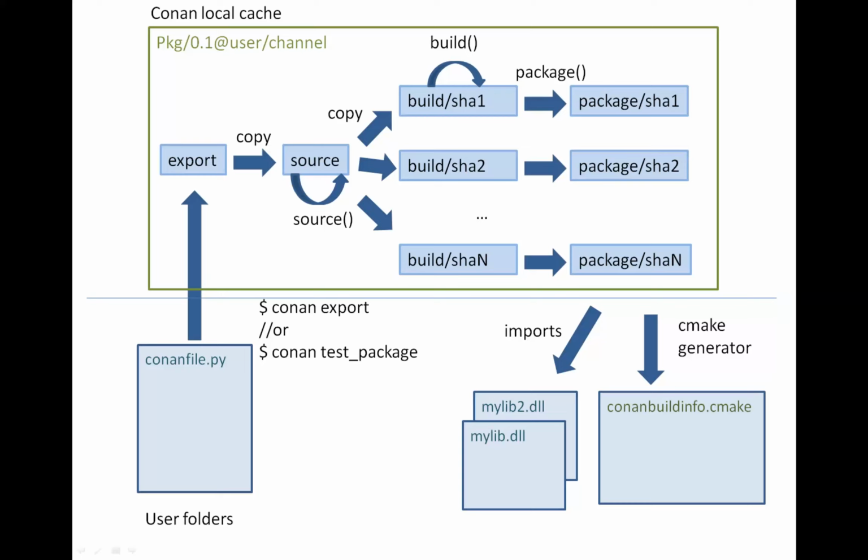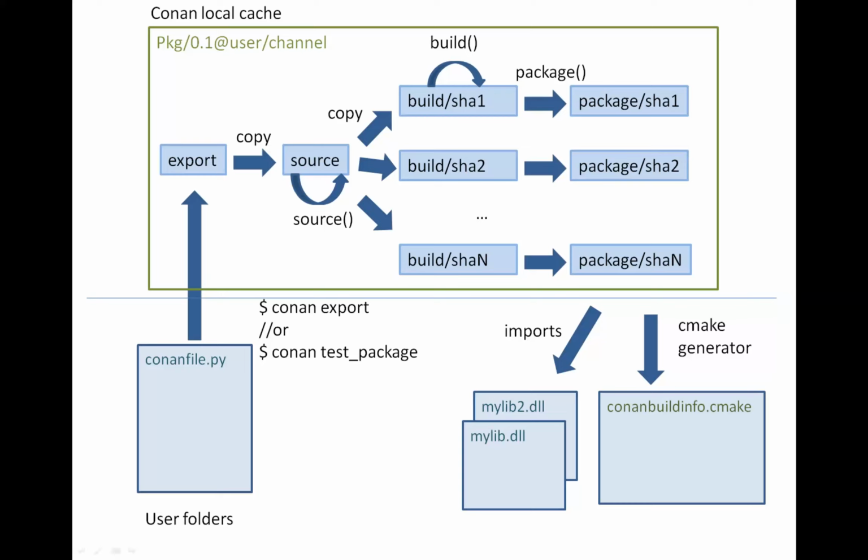So it will copy all the sources in a build, and then the identifier of the package. Inside the build folder, it will call the build method. It will call cmake or makefile or whatever, and build the binaries. And finally, the package method will extract the binaries from the build folder into the package folder. The package folder is the one that is uploaded to the remote. It's the final result of the package, the binaries that we are really interested in.